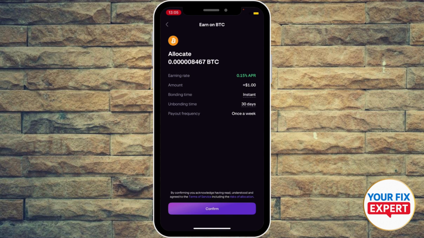Okay, so make sure you do it manually, because bonded earn or bonded profits are manual, right? So you have to add like $1 each week, or once a week, excuse me, and to make sure that you grow your portfolio. Same goes with Ethereum or any famous crypto out there.